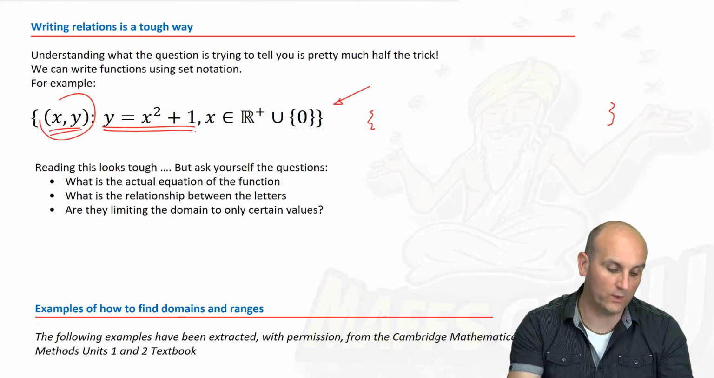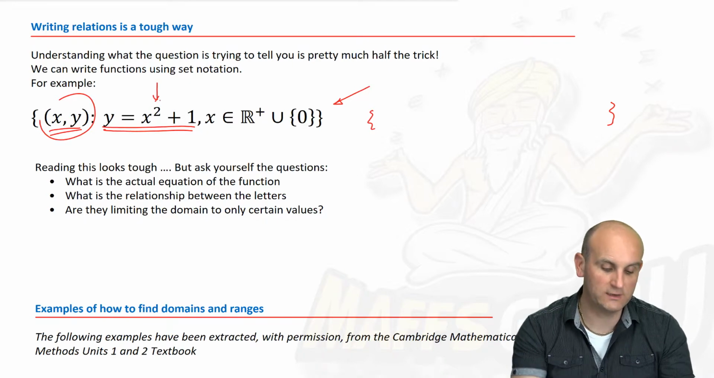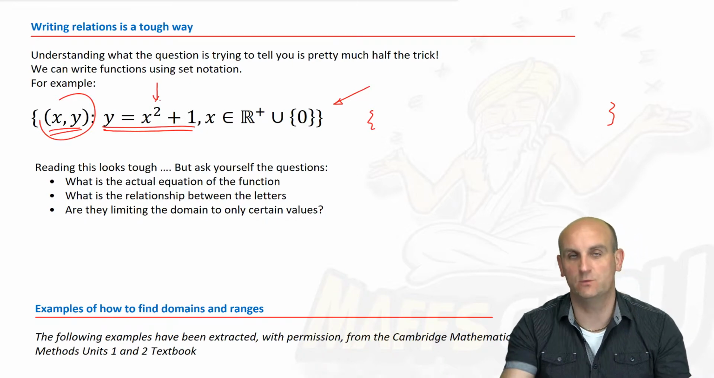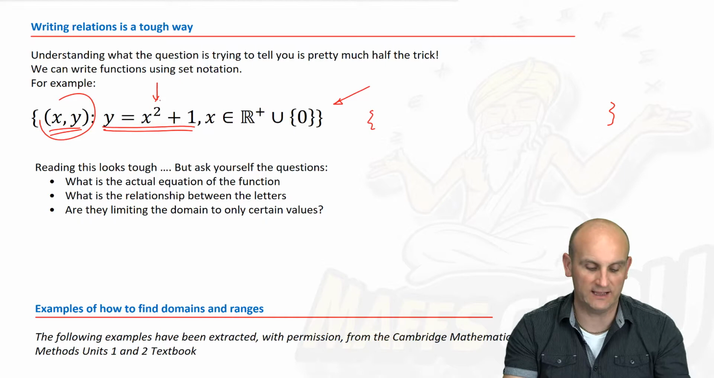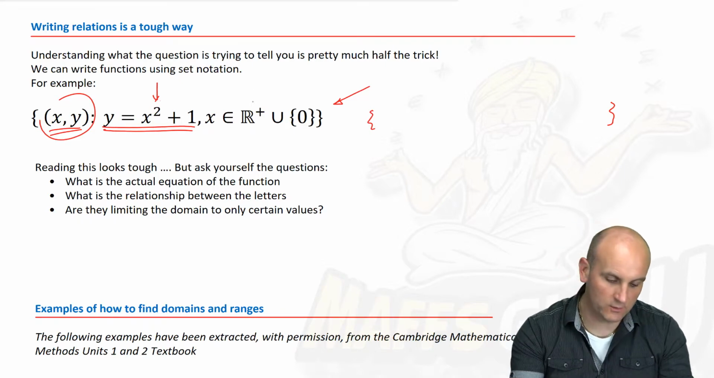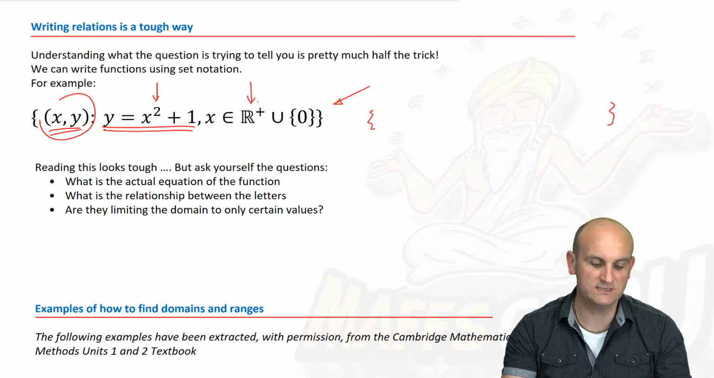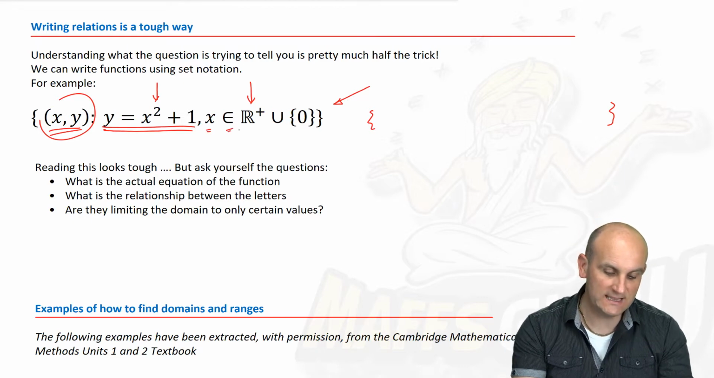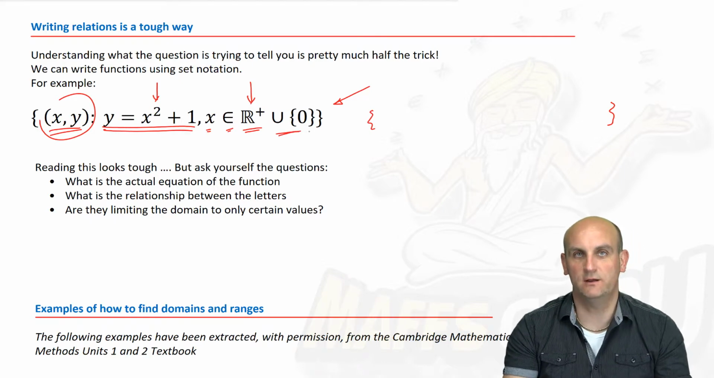So now what it's saying is, well, I want you to create coordinates that fit the relation y equals x squared plus 1. We can do that. But what values of x do you want us to use? Well, there we go. It's telling us here. It wants our values of x to be in our positive real numbers or 0.